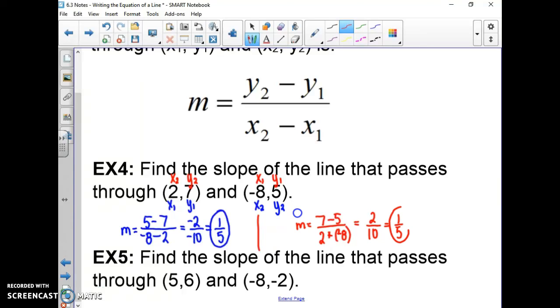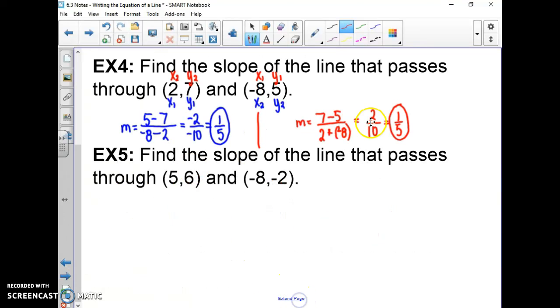So notice we get the same answer no matter which point we let be x1, y1, and which one we let be x2, y2. So our slope here is 1/5. We could graph this and find the same thing. But sometimes you're just not able to graph. Let's look at example 5 and use that same formula.